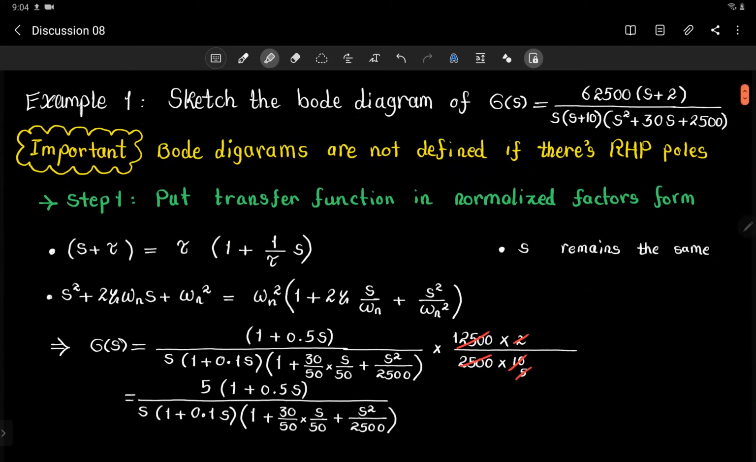So let's try to apply that to our transfer function. On top we have s plus 2, so we factor out the 2, right? Then you get 1 plus half s, and then we have a 2 here. Below we have s plus 10 and s plus 30, s plus 2,500. So we factor out 50 squared, which is 2,500, and 10 as well. We end up with these two factors.